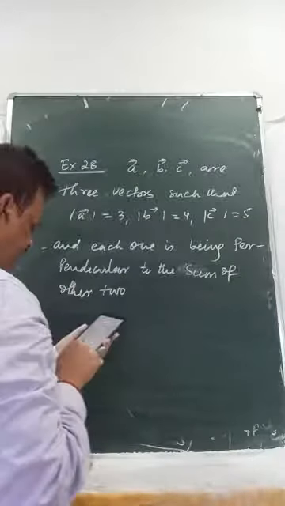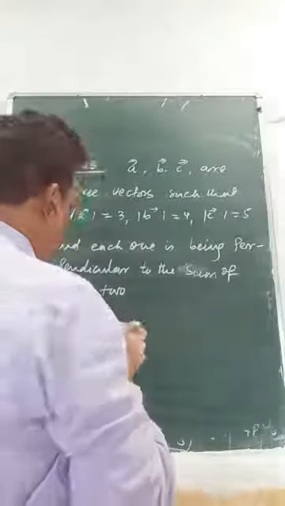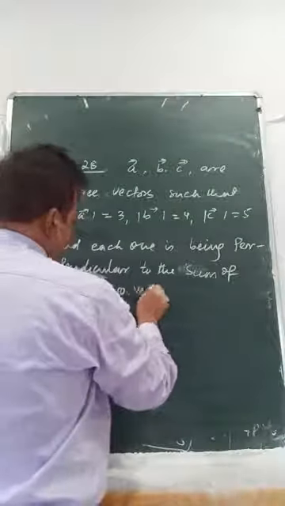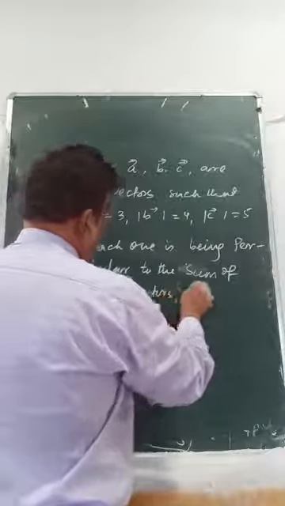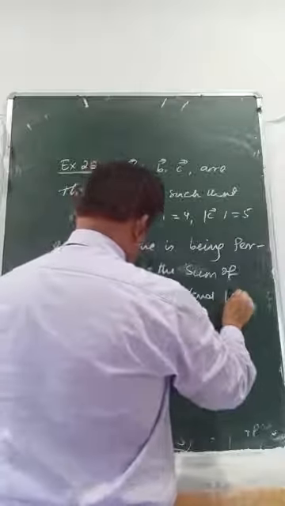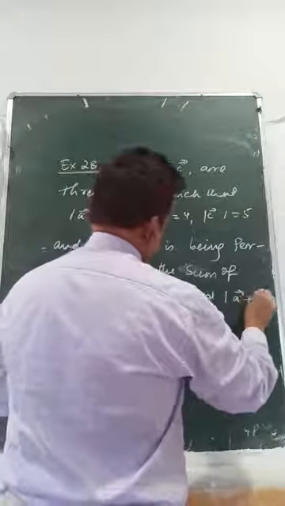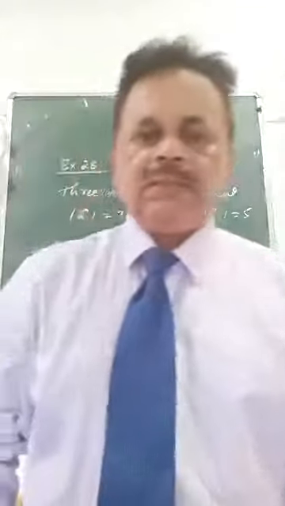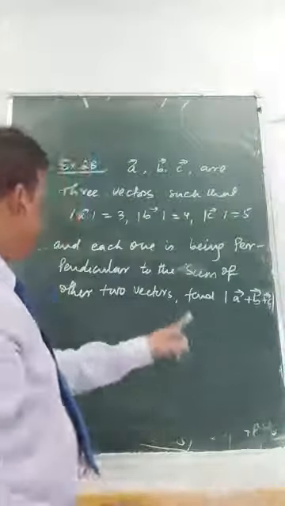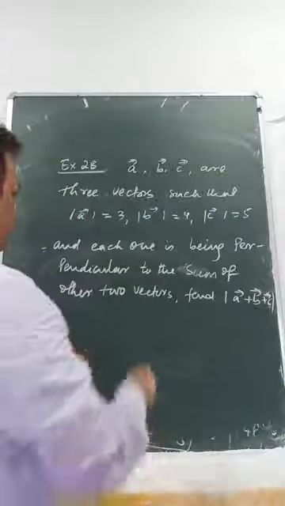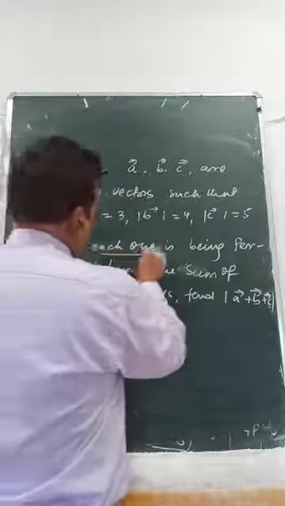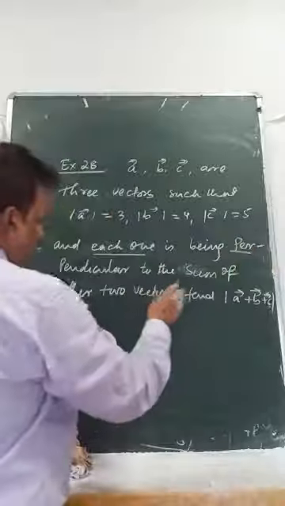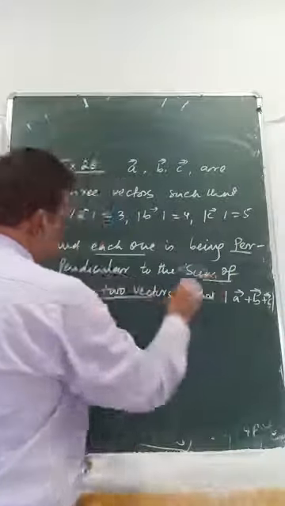Other two means other two vectors. Then find the modulus of A plus B plus C. It's a very important question. Try to see here. The meaning is that each one is perpendicular to the sum of the other two vectors.